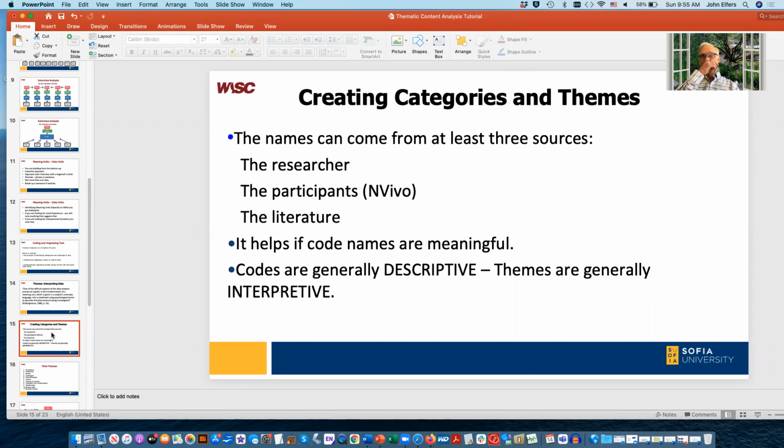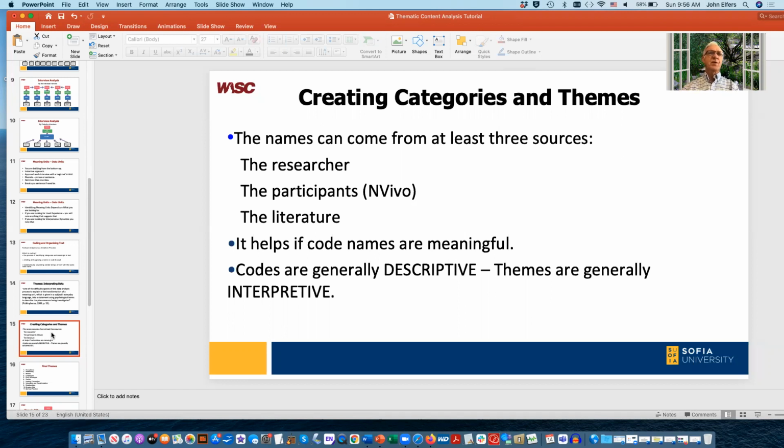A couple things about the actual names. So creating categories and themes, the names can come from one that I apply as the researcher, from things that the participants have said. This is called an in vivo term, which means it literally comes from the participant themselves, or from the literature. If I know I want to tie into the literature and there are some terms that tie into theories in literature, I want to use that.